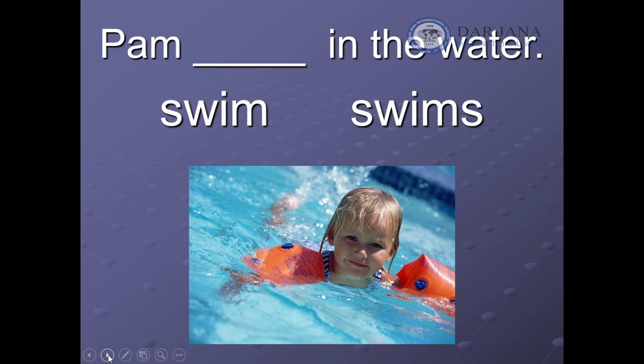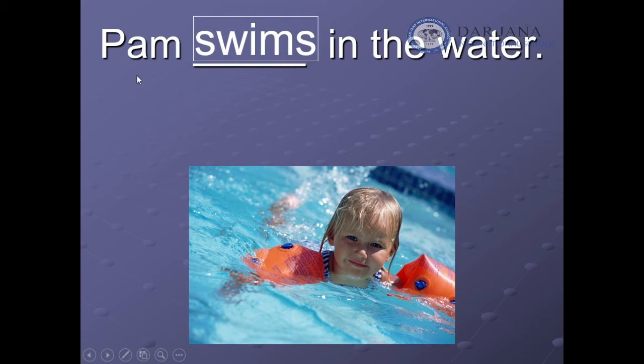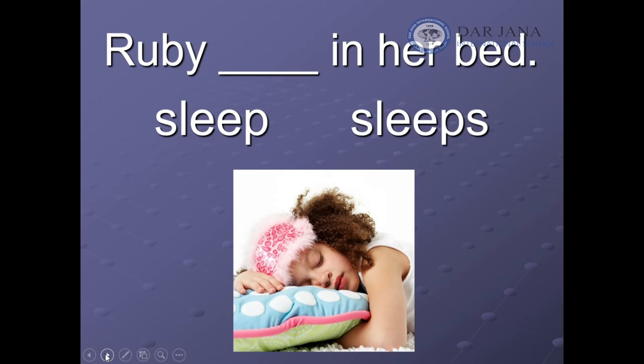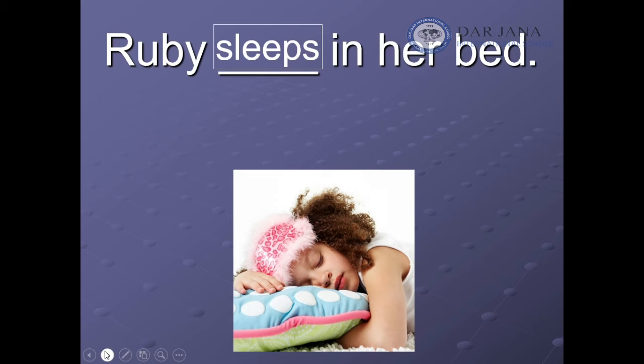Pam, in the water. What does Pam do? Swim or swims? That's right, it swims in the water because we're only talking about one person, so we have to add the letter S to the verb. Ruby, in her bed. What does Ruby do? Is it sleep or sleeps in her bed? If we're talking about one, we need to add the letter S to the verb. So it's going to be sleeps in her bed.